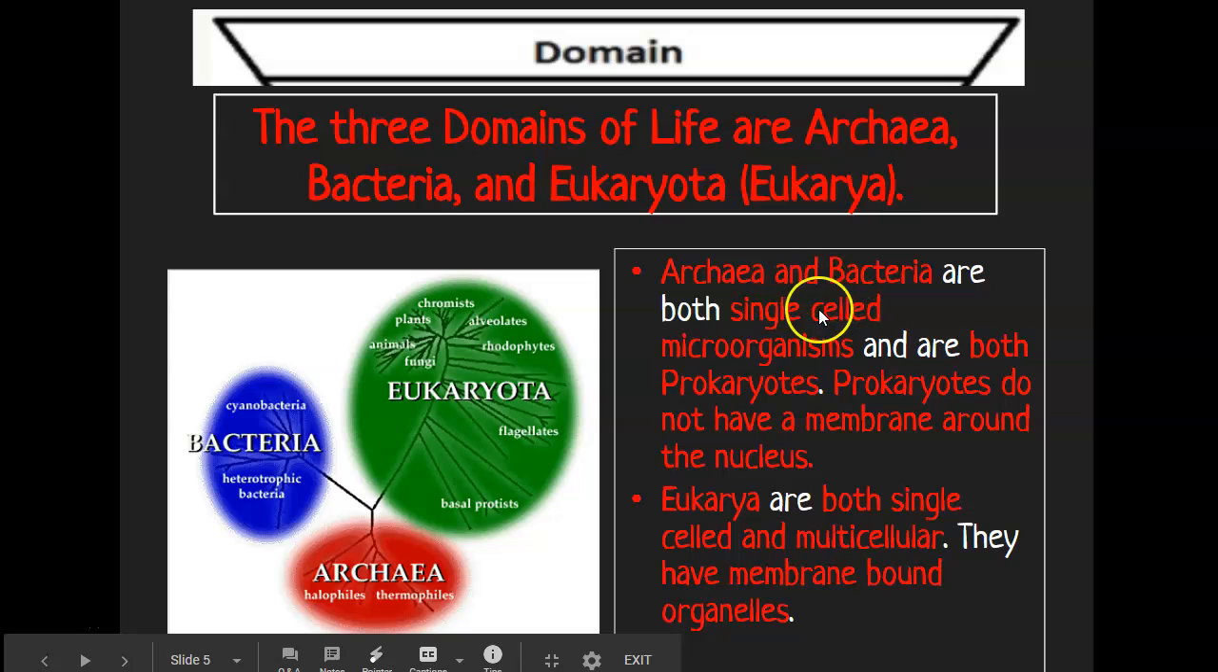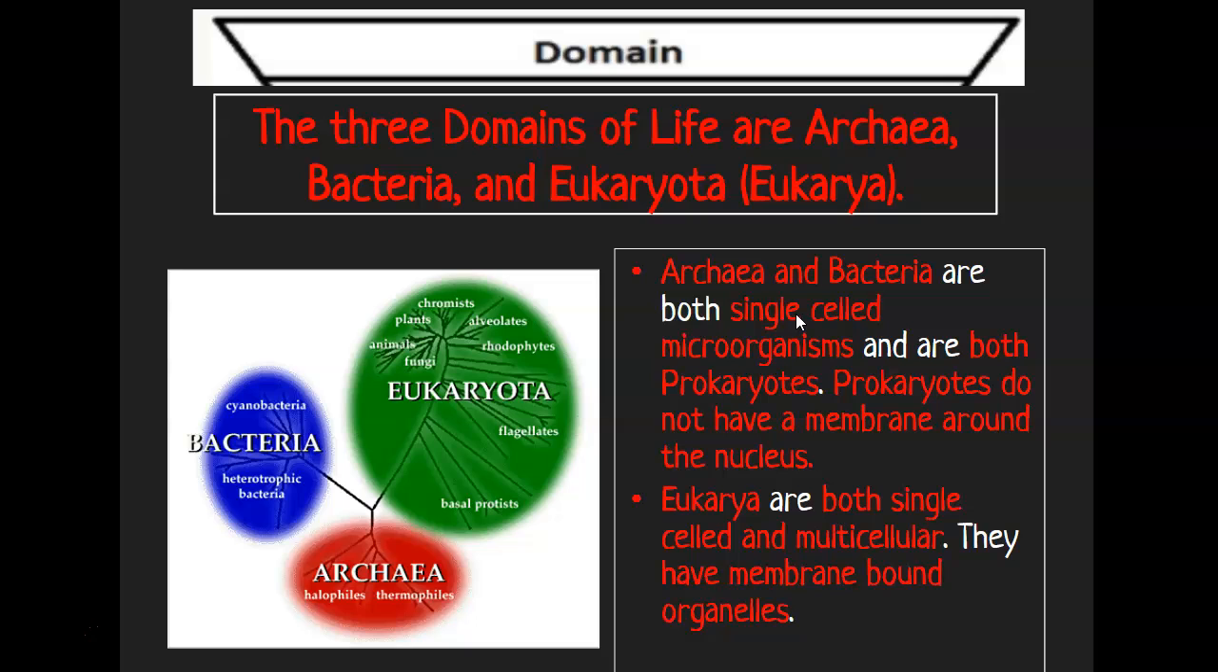So archaea and bacteria are both single-celled microorganisms and are both prokaryotes. Prokaryotes do not have a membrane around the nucleus. You've probably seen a cell before where there's a hard, dense center with the nucleus. Prokaryotes do not have that, so that's a defining feature. Now eukarya are both single-celled and multicellular. They have membrane-bound organelles. We, as humans, are eukarya.